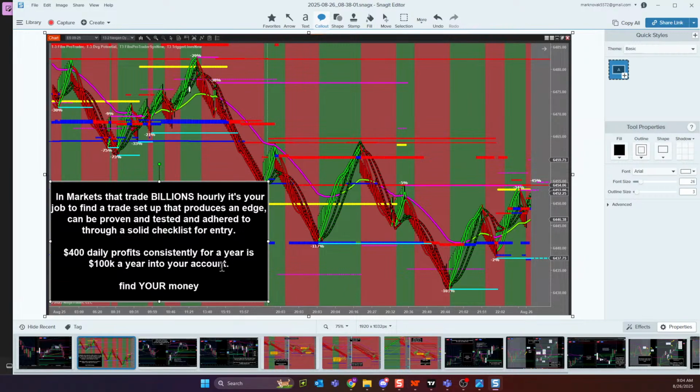Guys, futures markets trade billions hourly. The S&P market trades about $174 million a day exchanged. You need to find $400 a day consistently. That's it. $400 a day consistently puts you in a six-figure income, which means that there is going to be a tremendous amount of doing nothing, waiting for an edge, getting into the market when the advantages are present, sitting on your hands, doing nothing when they're not.